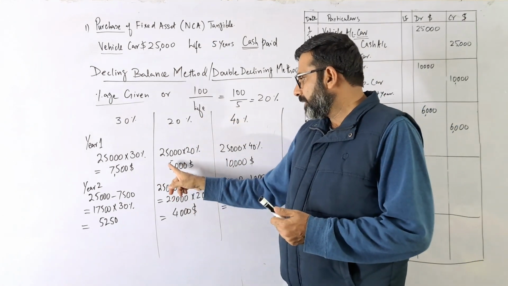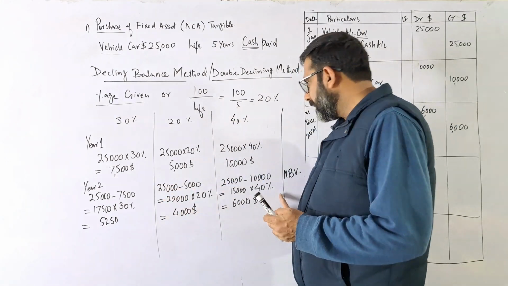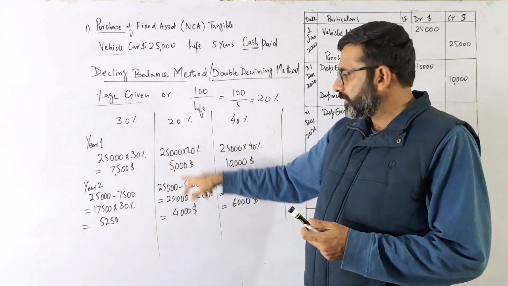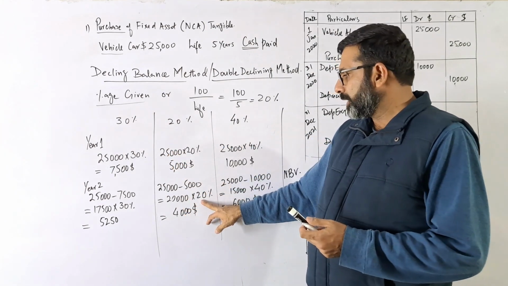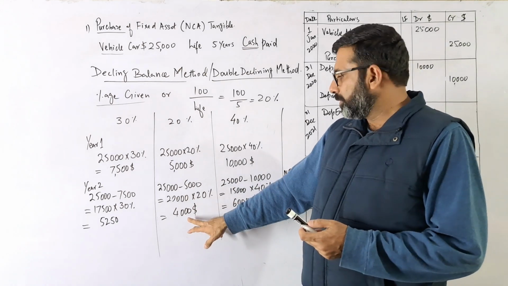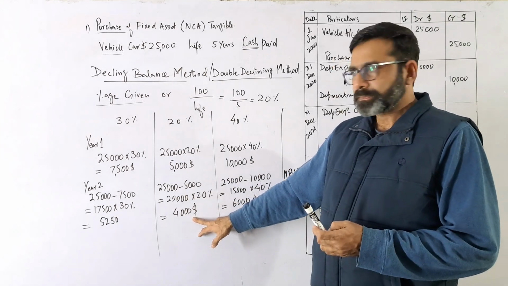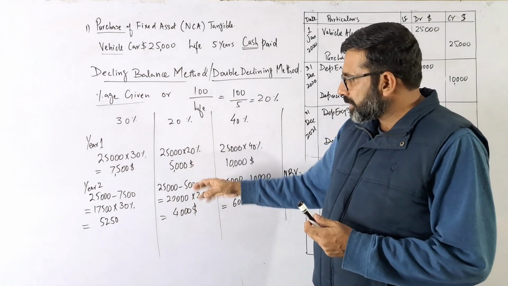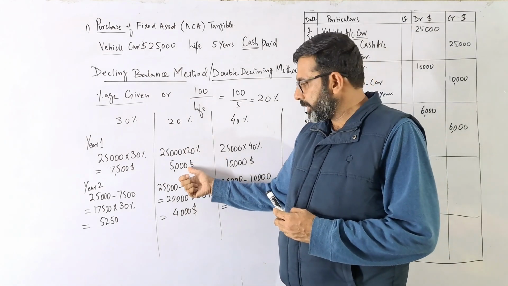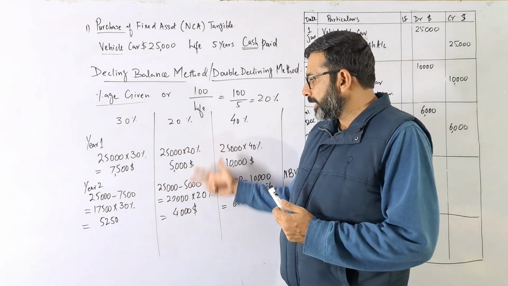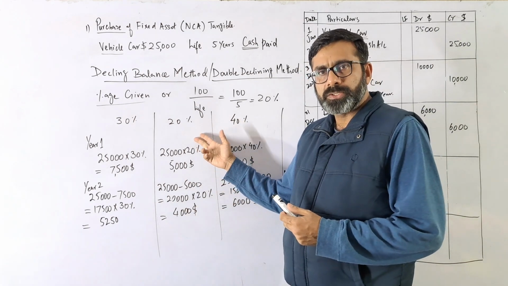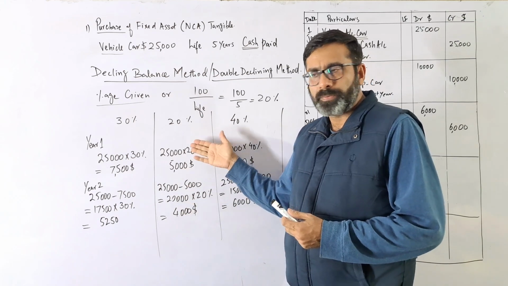It depends on which rate you are using. If it is 20%, we have a net book value: 25,000 is the cost, first year depreciation 5,000, so it is 20,000 multiplied by 20%. It will be 4,000 for the second year. So in that 20%, 5,000 is the depreciation for the first year, 4,000 is the depreciation for the second year. Again here, if we are using only 20%, the depreciation is less compared to the previous year.